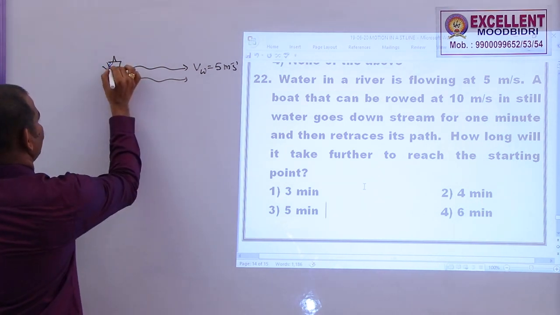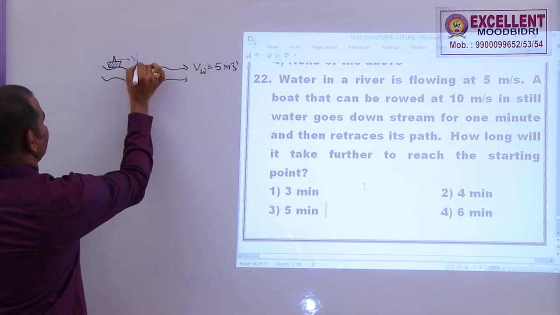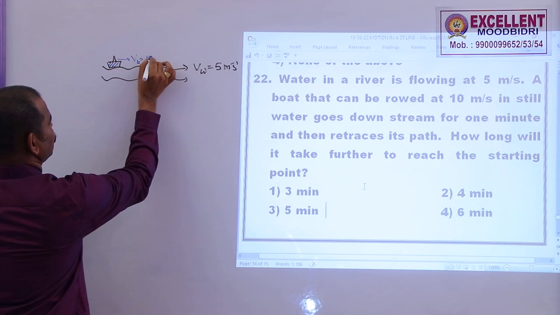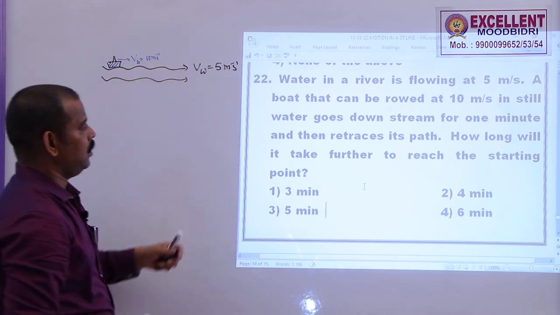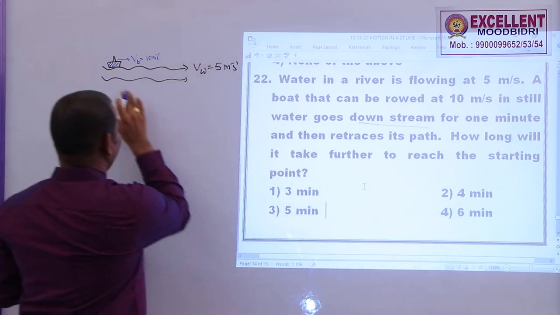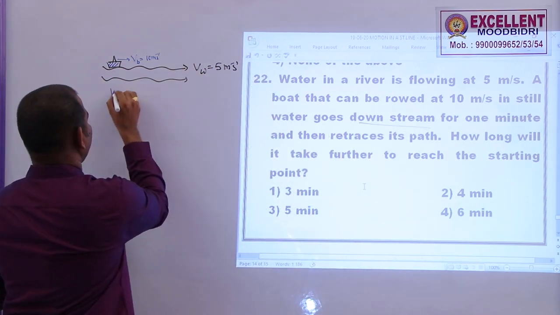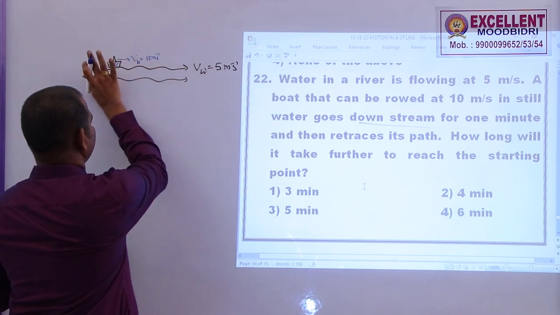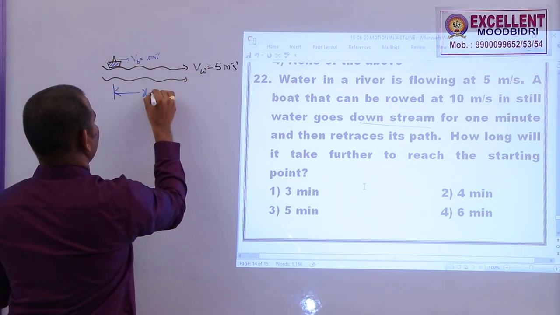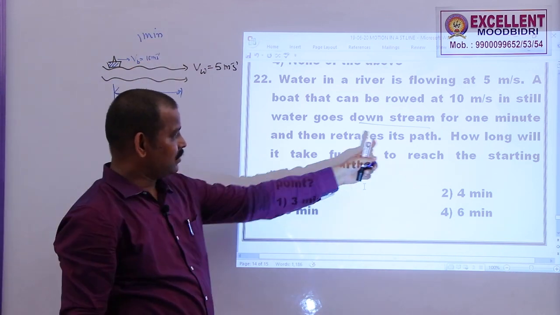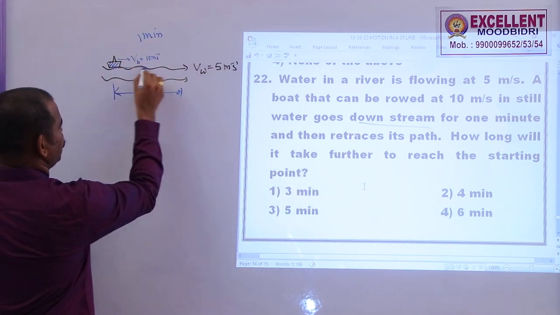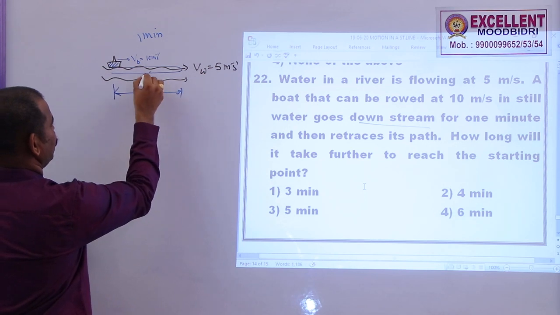So, this is a boat whose velocity is 10 meters per second in still water, but it is going down the stream, that means along the stream, for 1 minute. So, only for 1 minute. It travels from here to here, let us say some distance x, for 1 minute. And it retraces its path, that means it went from here to here and it is coming back, retracing its path.